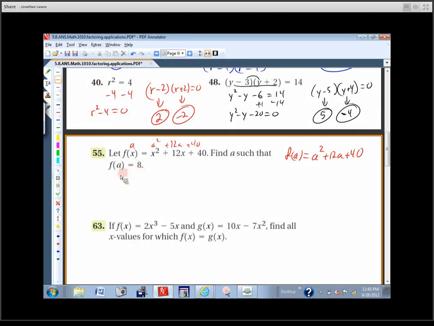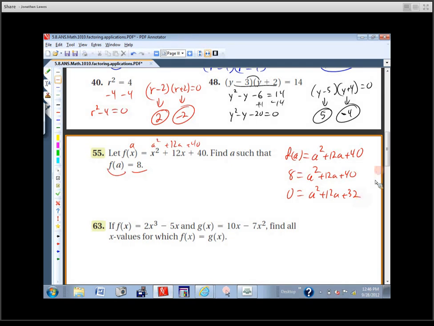What does this say f of a is? 8. So wherever there's an f of a, what am I going to put? An 8. So this is 8 equals a squared plus 12a plus 40, and then you solve from there. I'm going to set this equal to 0 by subtracting. So that's going to be a 32. Is that right? And then does that factor? Can you find numbers that multiply to be 32 that combine to be 12? You can. Okay, I'm not going to finish that one. I don't need to finish that, do I?